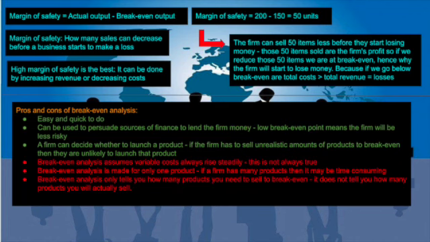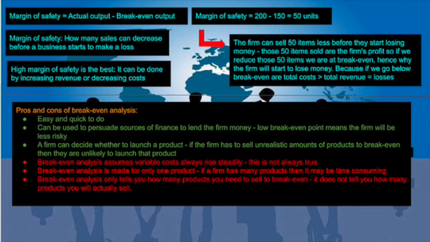The last thing we're going to look at is margin of safety and some pros and cons of break-even analysis. So margin of safety equals actual output take away break-even output. So actual output just refers to how many products you have produced, and break-even, obviously your break-even. So what it refers to is how many sales can decrease before a business starts to make a loss. The higher the margin of safety, the better, because it could do this by increase in revenue or decrease in costs.